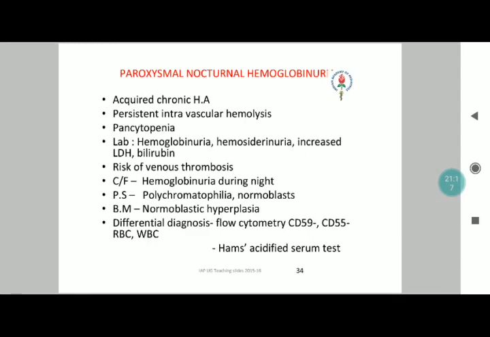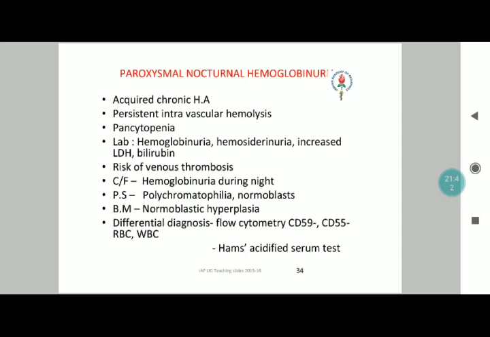So it is important to note that G6PD deficiency individuals, if given some other drug, can sometimes be precipitated into a crisis-like situation. Now, coming to PNH, paroxysmal nocturnal hemoglobinuria, it is because of acquired chronic hemolytic anemia. It is a characteristically persistent intravascular hemolysis, and it presents as pancytopenia with hemoglobinuria noted along with hemosideruria, as well as increased LDH and bilirubin levels on lab investigations.